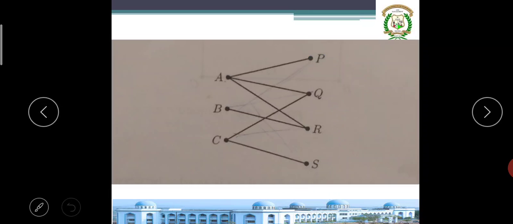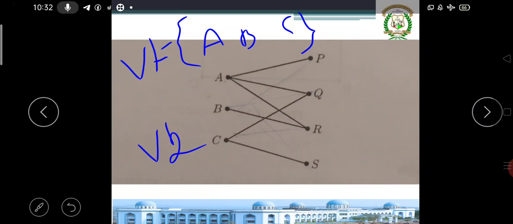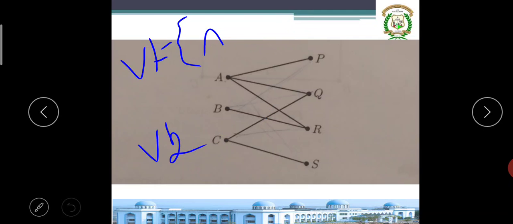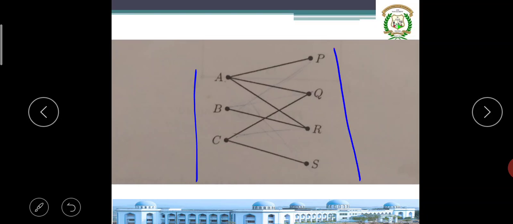Given a graph, I can make two partitions. If I am able to make two vertex sets, one with A, B, C and the other with P, Q, R, S, and there is an edge from this set to that set, like A to P and A to Q, and there are no edges within the same part, then it is called bipartite. In other words, if I can split a graph into two parts, with edges going between the parts and none inside a part, that is called a bipartite graph.